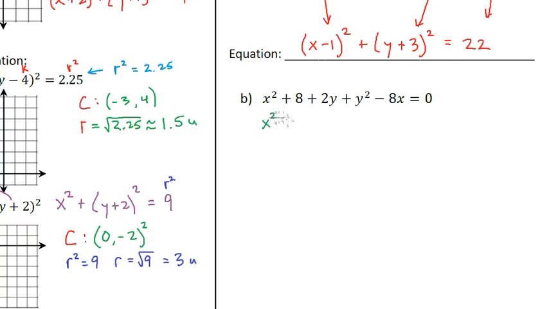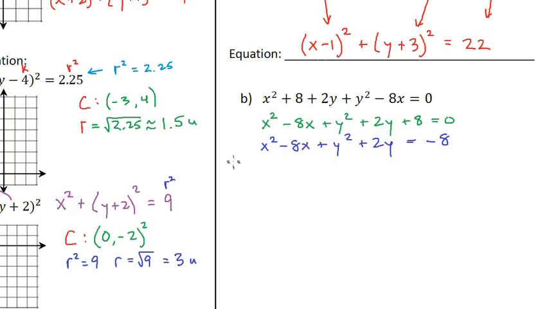x squared minus 8x plus y squared plus 2y plus 8 is equal to 0. Now we're going to take the next step. We're going to move the c term to the other side. This is x squared minus 8x plus y squared plus 2y. When 8 moves to the other side, here's our 8. When it moves to the other side of the equal sign, it will change to the opposite, which is negative 8.